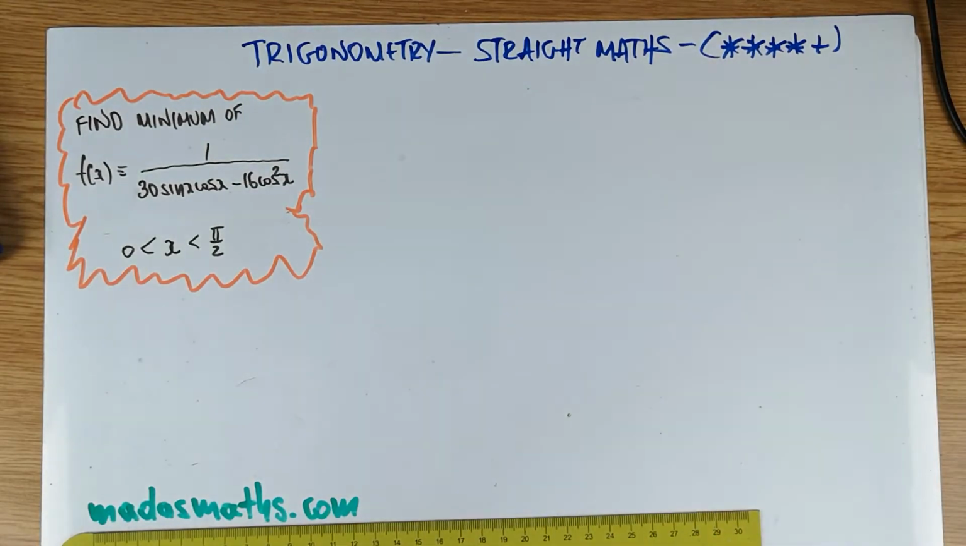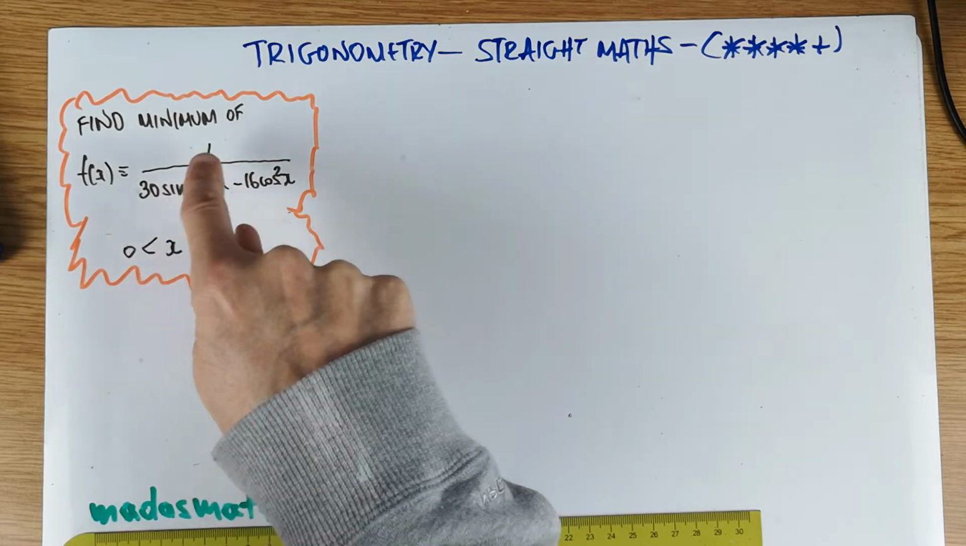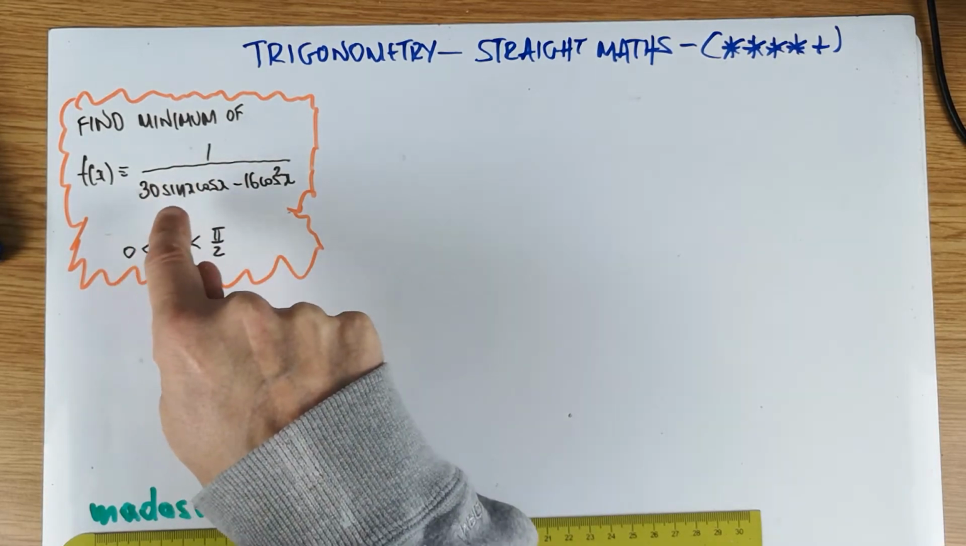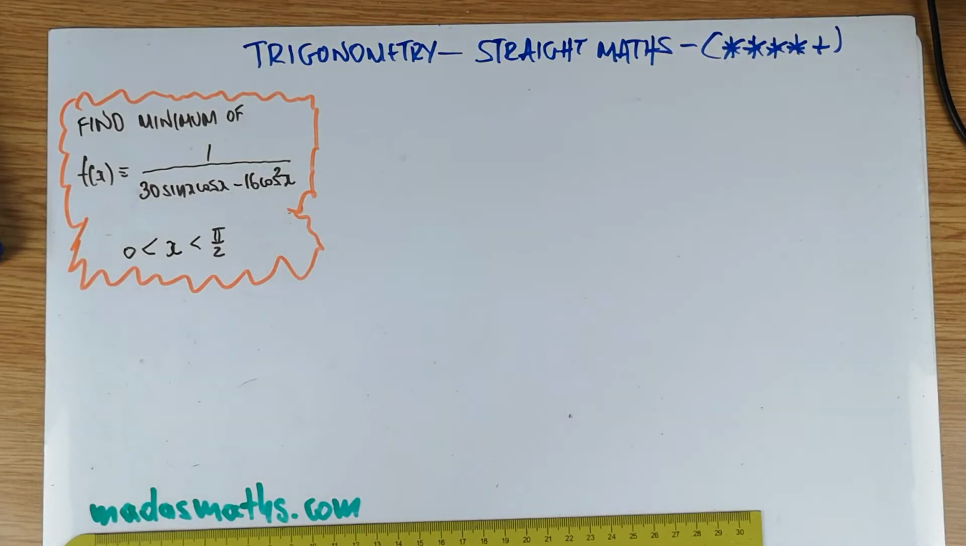It's a 4.5 star, and what the question is saying is to find the minimum value of f of x, where f of x is 1 over 30 sine x cos x minus 16 cos squared x, so long as x lies between 0 and pi over 2. So where do we start with something like that?